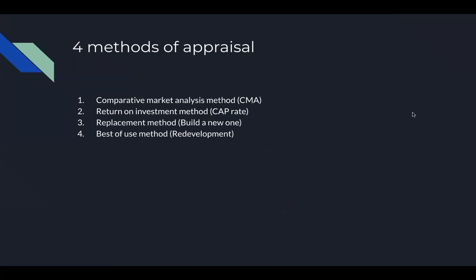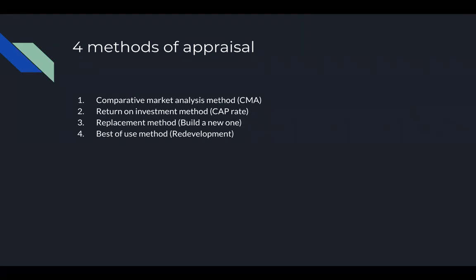For appraisal, normally there are 4 different types of appraisal. For residential, mostly we use number 1, CMA, comparable market analysis. For other properties, for example, investment property, we use return on investment, cap rate and other methods. And for some redevelopment, we use replacement method and best use method.